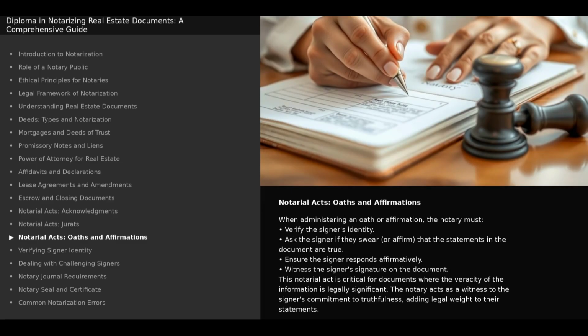When administering an oath or affirmation, the notary must verify the signer's identity, ask the signer if they swear or affirm that the statements in the document are true, ensure the signer responds affirmatively, and witness the signer's signature on the document. This notarial act is critical for documents where the veracity of the information is legally significant. The notary acts as a witness to the signer's commitment to truthfulness, adding legal weight to their statements.